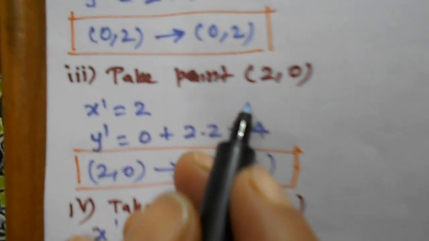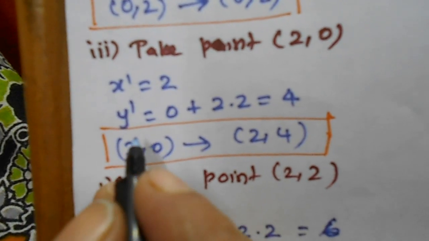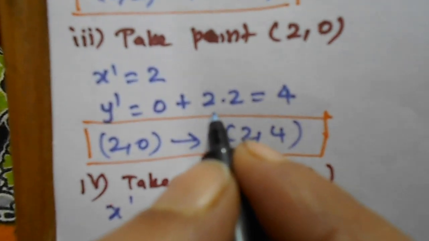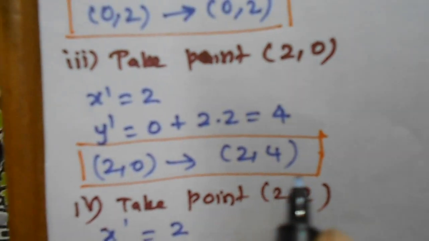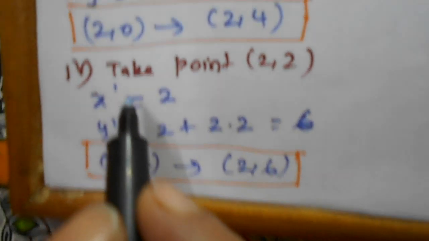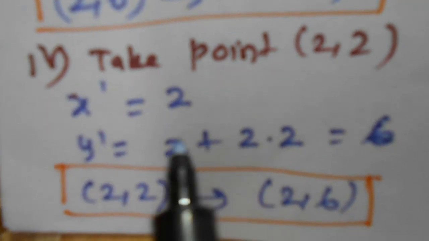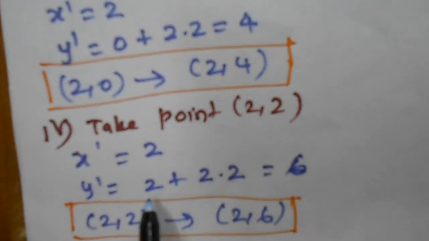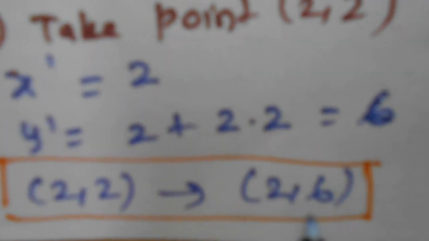Now we take the next point, 2 comma 0. Here x is 2, so x dash is also 2. y dash is equal to y, which is 0, plus shearing parameter 2 into x, which is also 2. 2 into 2 is 4. Now 2 comma 0 becomes 2 comma 4. Next we move to the last coordinate, 2 comma 2. Now x dash is equal to x, so x dash is equal to 2. y dash is equal to y, which is 2, plus shearing parameter 2 into x, which is 2. So 2 into 2 is 4, 4 plus 2 is 6. Now 2 comma 2 becomes 2 comma 6.